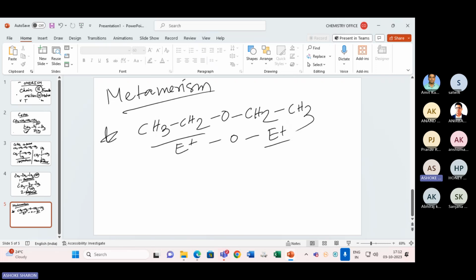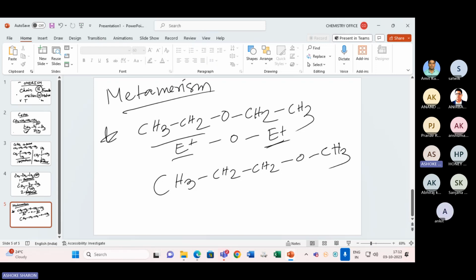Okay, now we can consider it in a different way. How can we consider CH3, CH2, CH2, O, CH3? So like previously we called it diethyl ether, we can say methyl propyl ether. Okay, so methyl propyl ether, that means both have the same empirical formula, but the constitution is a little bit different. In this special case, the distribution of the alkyl groups around the central atom is different.